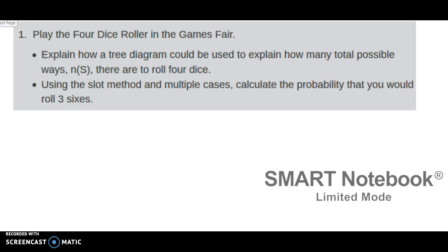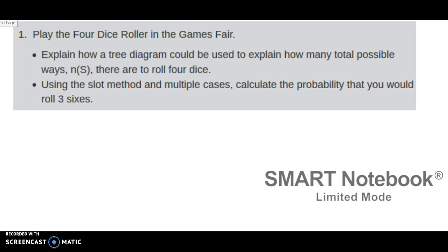So the first question is, you're going to play the 4-dice roller game in the Games Fair, and the two questions are: explain how a tree diagram could be used to explain how many total possible ways, n(S), there are to roll 4 dice, and then using the slot method in multiple cases, calculate the probability that you would roll 3 sixes. So first of all, the tree diagram for 4 dice.